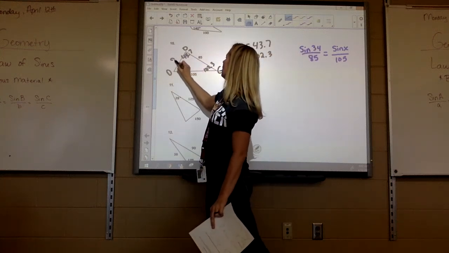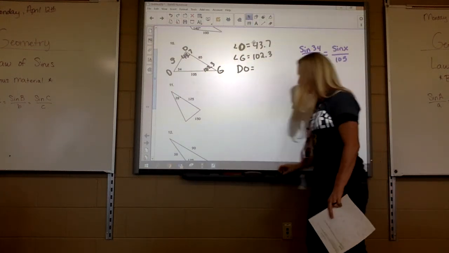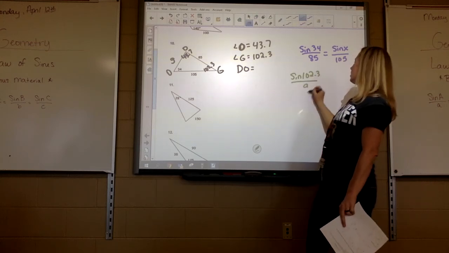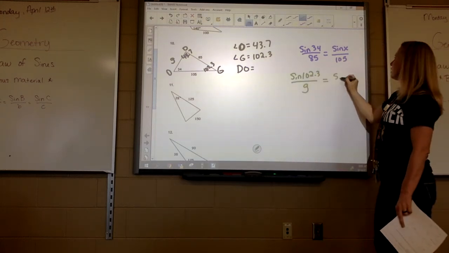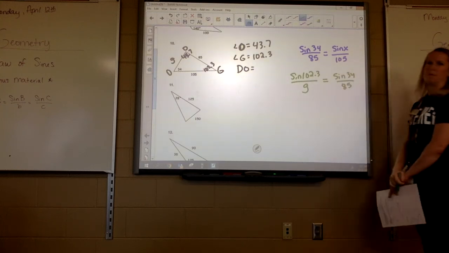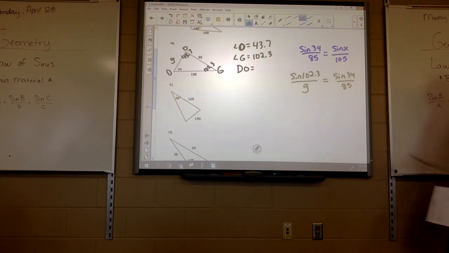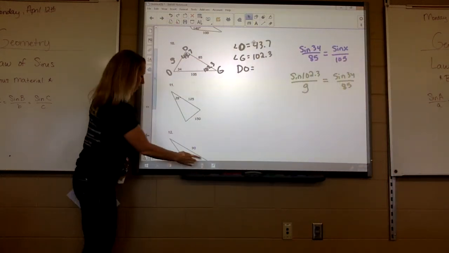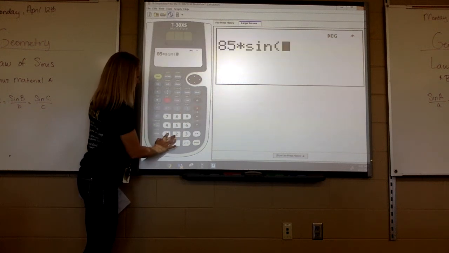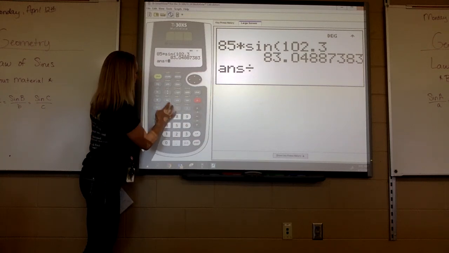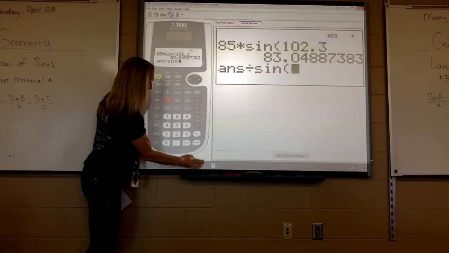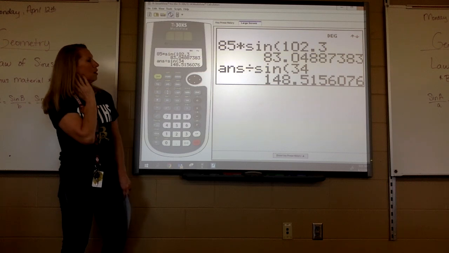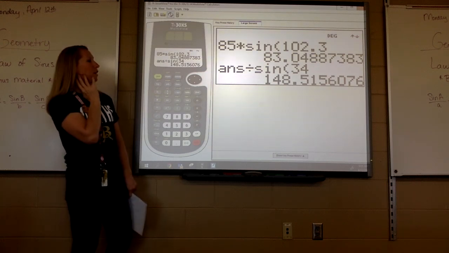Now let's find little g over here, which is side DO. So sine 102.3 over little g. And then I'll just use the sine 34 over 85 again. So 85 times sine 102.3 divide by sine 34. Yeah, 148 point. Is that what you guys got? But isn't that the small side? Well, not anymore. 148.5.